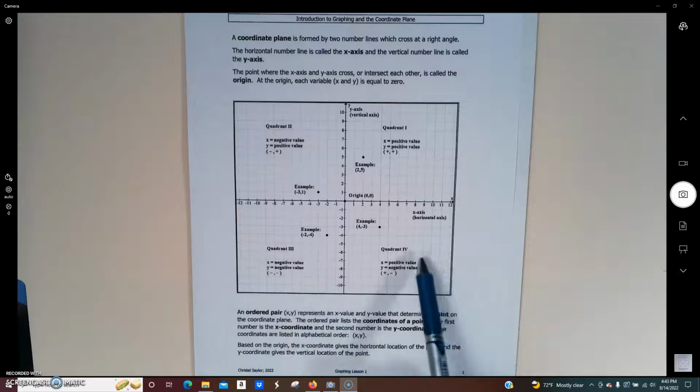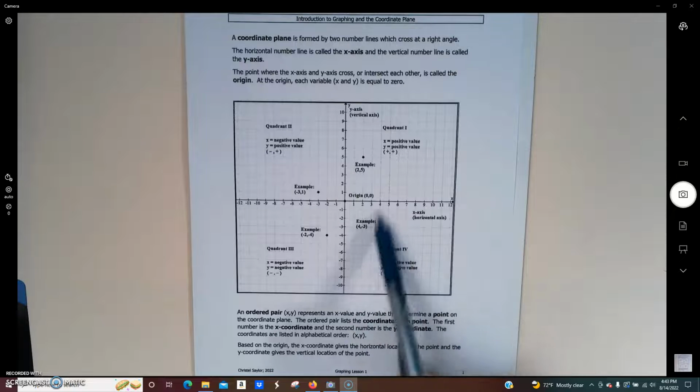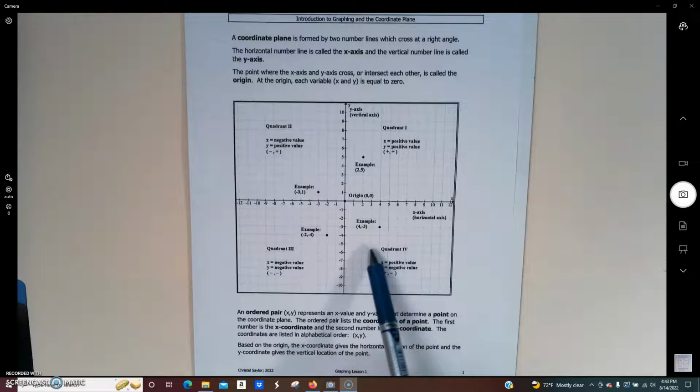And in the last quadrant, quadrant 4, x is positive and y is negative, again as shown in the example, where x is 4, a positive amount, and y is negative 3. X is 4, y is negative 3, to give the point.